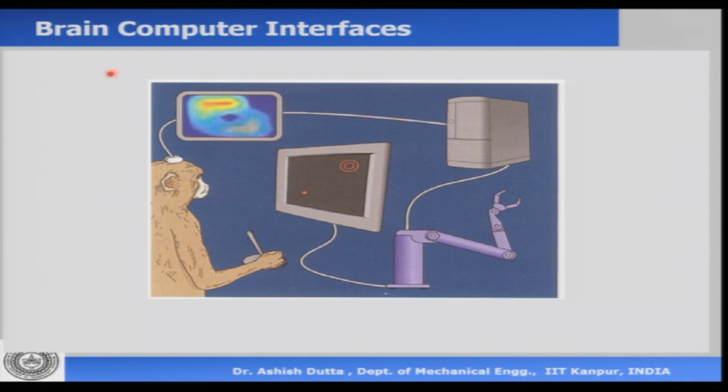So this is another example of an interface or a man machine system in which instead of taking the input from a joystick where the person is moving, you can take the signal straight from the brain and then analyze the signal and then drive a device. Such devices are called brain computer interfaces, and they are already commercially available for very simple applications like playing games.